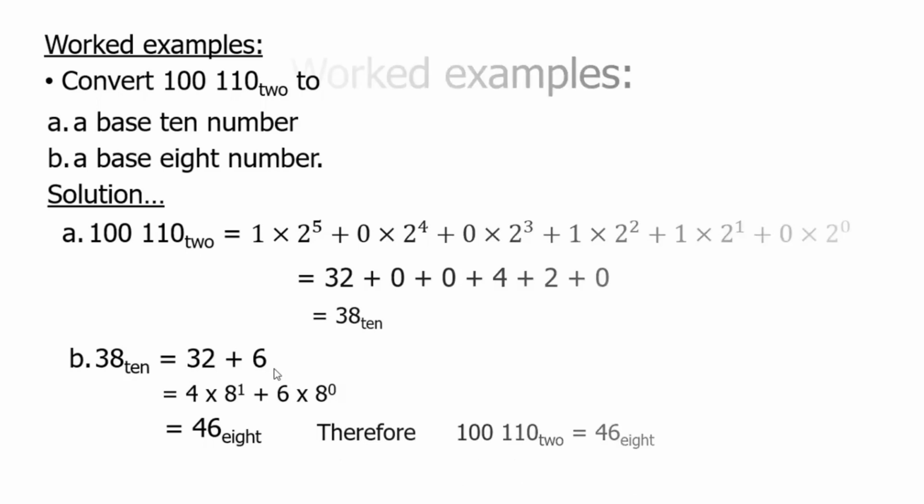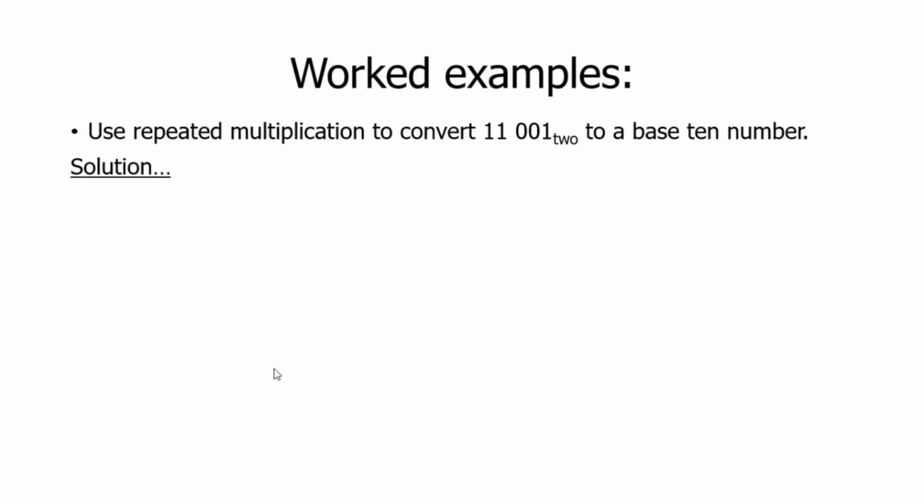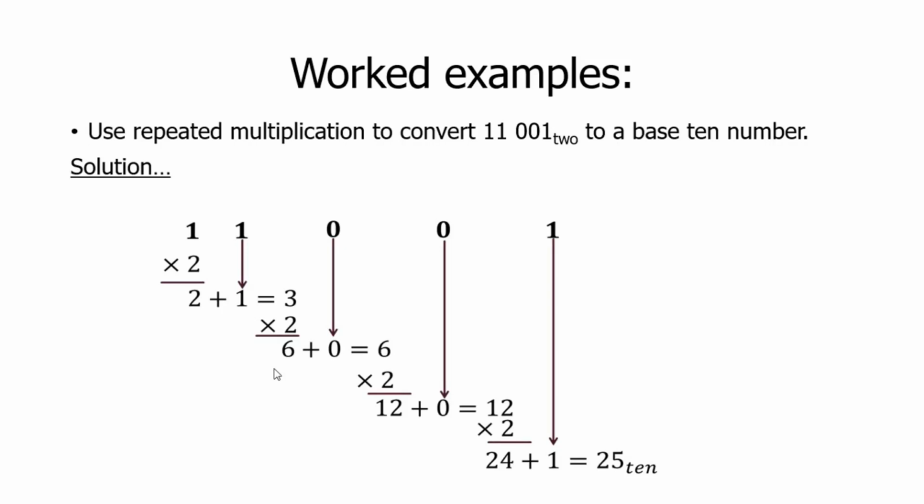Okay, so let's look at another example. It says we should use repeated multiplication to convert 11001 base 2 into a base 10 number. Okay, so we're going to do that. Look at it carefully. In this example, we are going to use what is called repeated multiplication to convert base 2 to base 10.